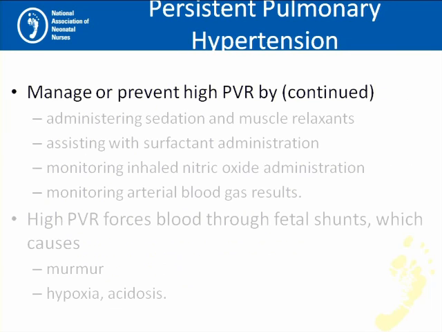We also manage or prevent high PVR by administering sedation and analgesics for procedures and treatments, administering muscle relaxants when the infant's breathing interferes with assisted ventilation. Paralysis prevents resisting the ventilator and reduces pulmonary vascular resistance and risk of air leaks.